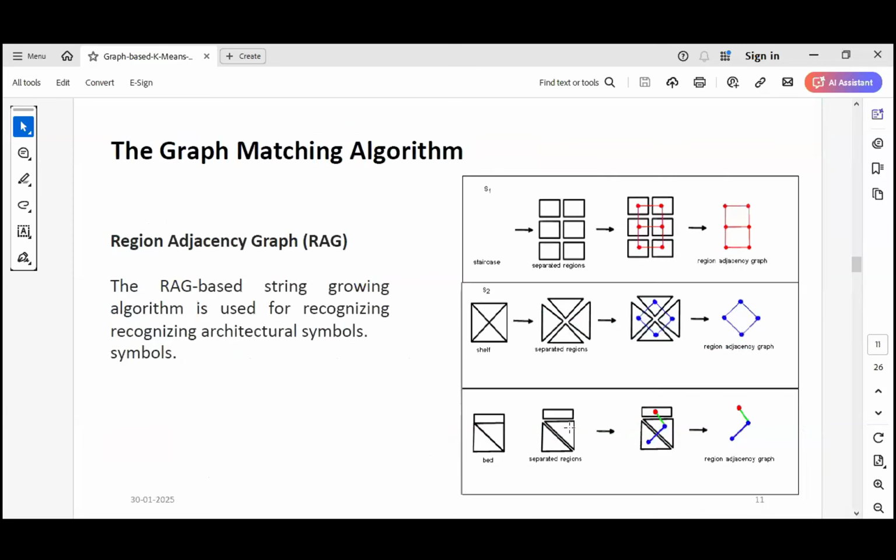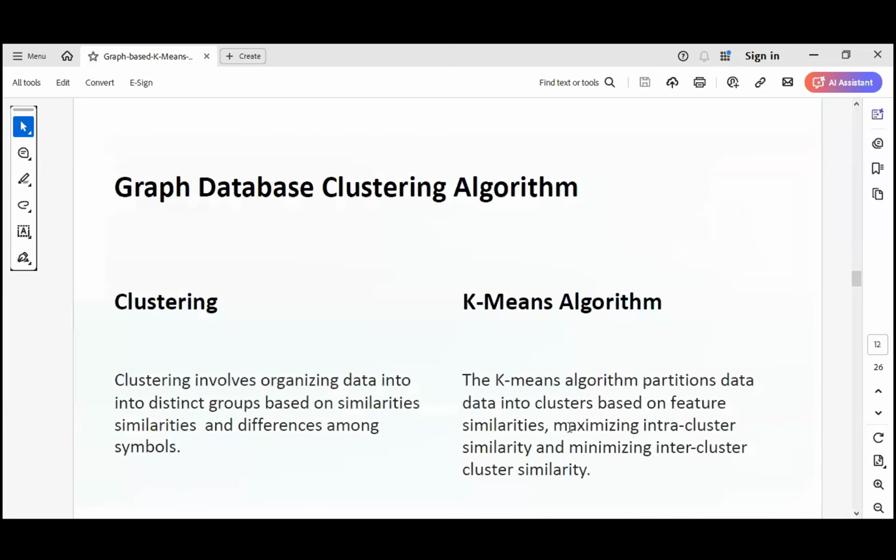So this is the concept of the region adjacency graph, where input symbols are given and closed regions are identified, and each closed region is treated as a vertex of a graph. These are some examples where the symbols are converted to region adjacency graphs and then stored in the database.